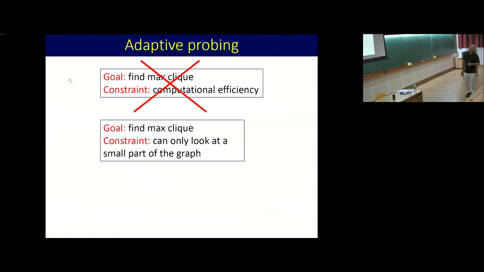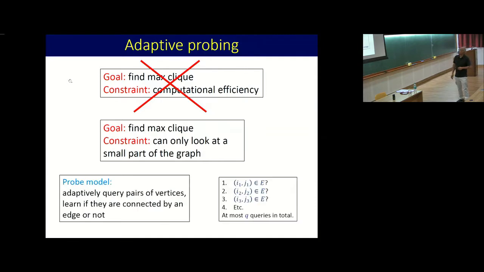Okay, so get rid of that usual standard one, but instead say you can only look at a small part of the graph. You query pairs of vertices. You get to point to pairs of vertices: is there an edge there or not? The part you haven't queried is still random, on the appropriate number of vertices and so on. And you're given a budget.